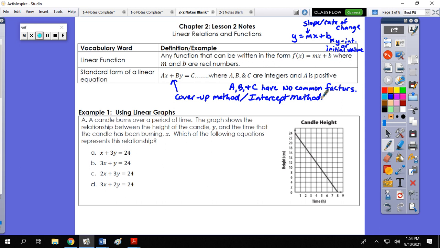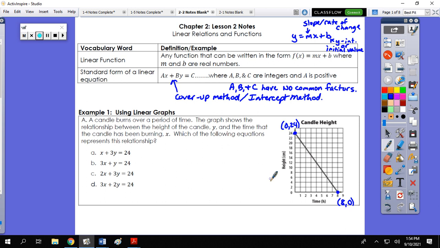A candle burns over a period of time. The graph shows a relationship between the height of the candle y in centimeters and the time that the candle's been burning x in hours. Which of the following equations represents this relationship? Now, these are all in standard form, which means we need to focus in on the intercepts. We have the intercepts of (0, 24), meaning when x is 0, y is 24, and (8, 0), when x is 8, y is 0.